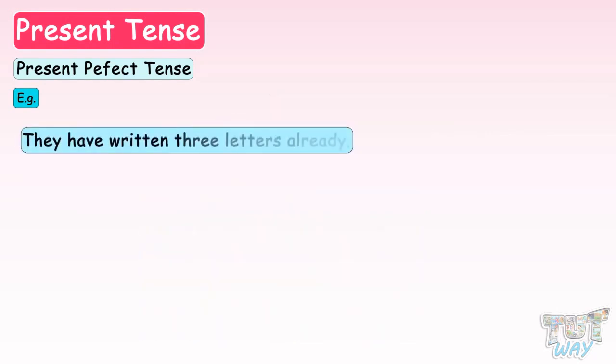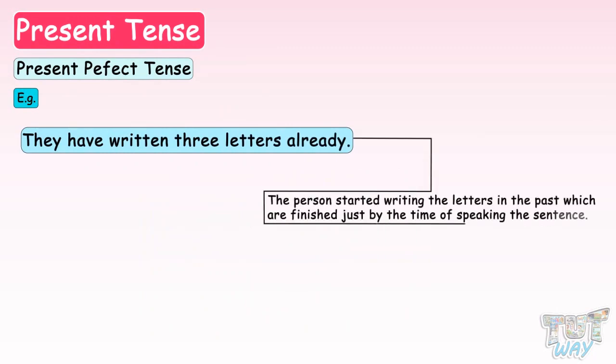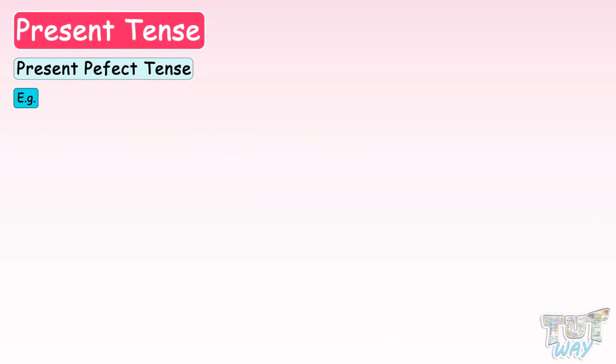They have written 3 letters already. Here, the person started writing the letters in the past, which are finished just by the time of speaking the sentence. Now, here we have our next example.